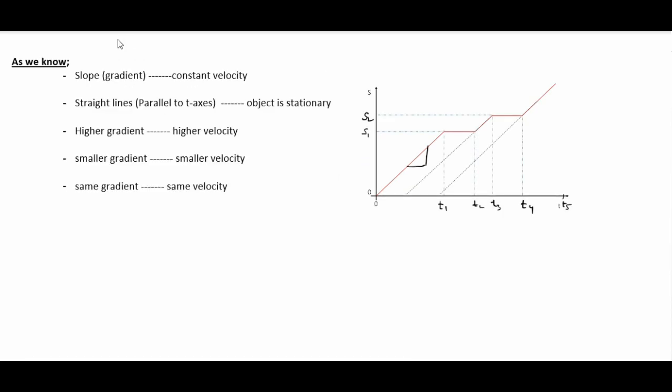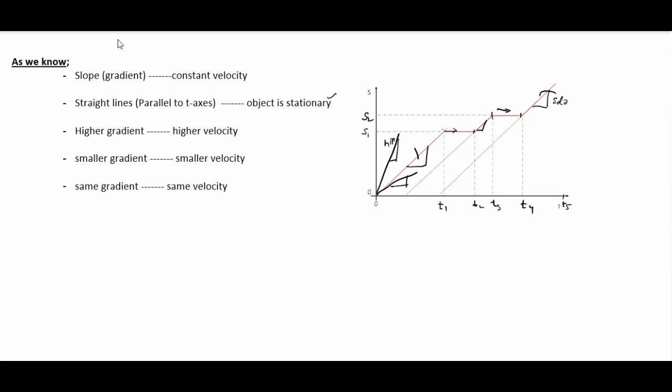As we described in lecture 4 of kinematics, a slope represents constant velocity. Straight lines parallel to the time axis show the object is stationary. If the gradient is higher, it shows higher velocity. If the gradient is smaller, the velocity is lower. If two lines have the same gradient, it means that both are moving at the same velocity.